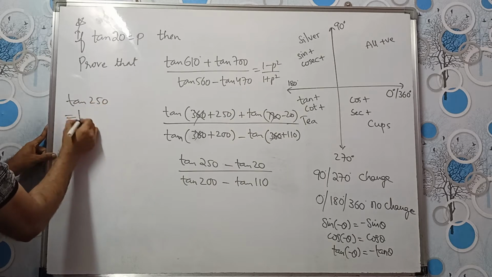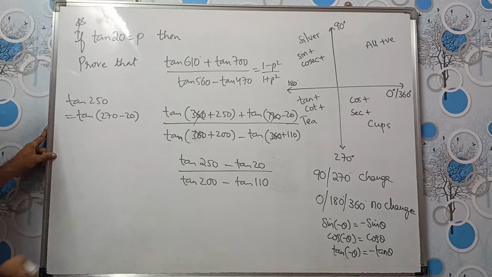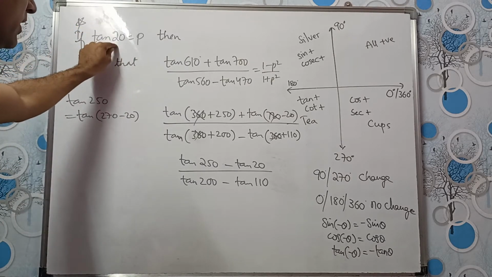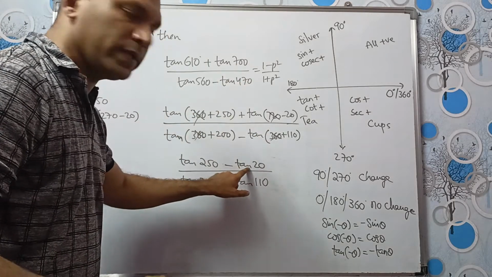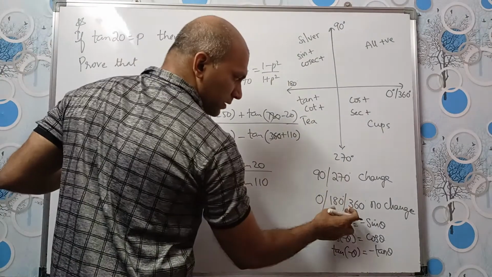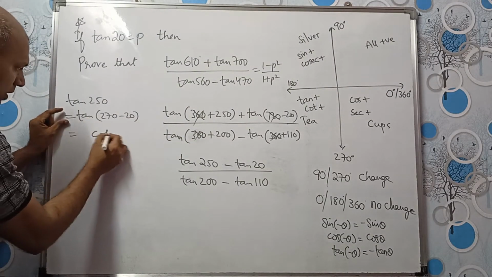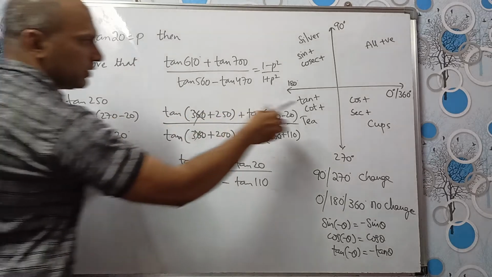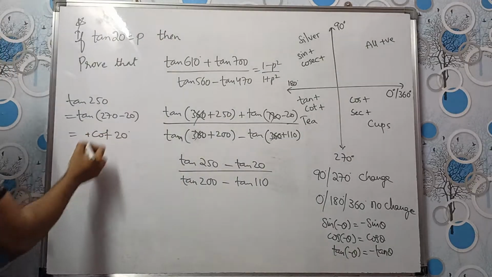Tan 250 we can write it as tan 270 minus 20 because see tan 20 is equal to P given. So we need to write every tan value in terms of P. We got this tan 700 as minus tan 20. Okay. Now at 270 value will change, ratio will change. So tan will become cot, it will be cot 20. What will be the sign now? 270 minus theta will lie in the third quadrant and tan is positive, so this will be positive.